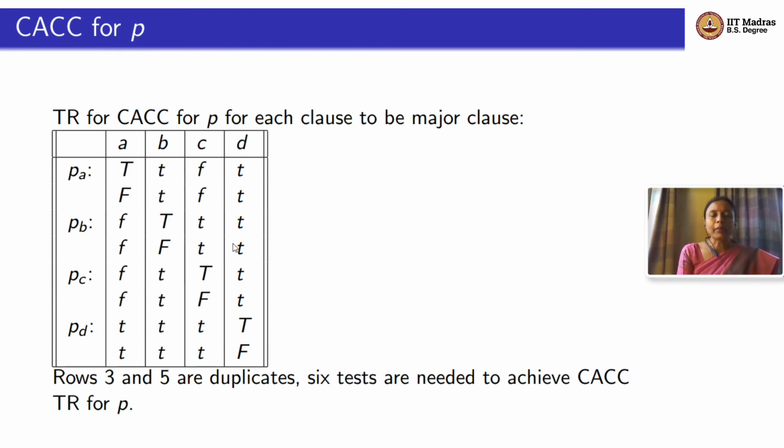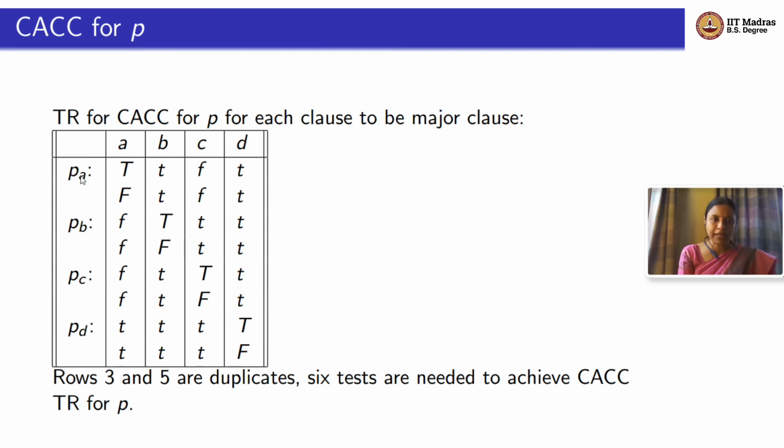This is the test requirement for correlated active clause coverage criteria for four different clauses in turn taking to be the major clause A, B, C and D. So here earlier I had used the bold versus non-bold. Here the convention is T and F in capital letters and t and f in small letters, lowercase letters, both represent true and false. But if I distinguish them in capital letters, then this is the part where A is the major clause.